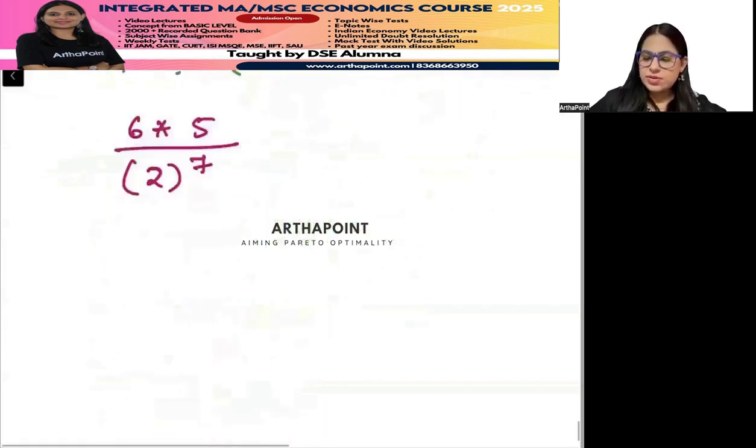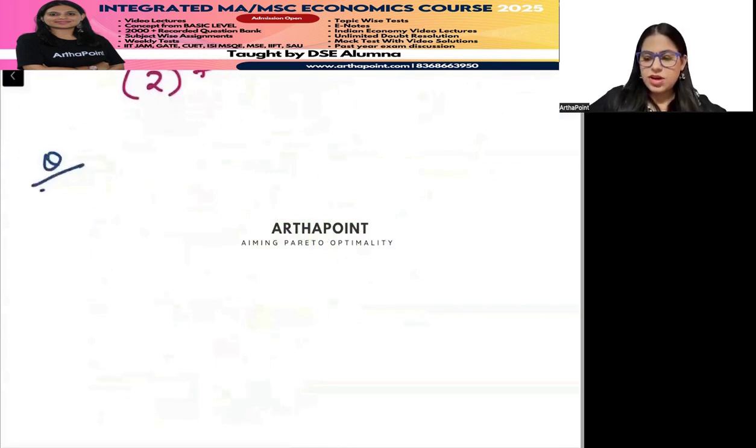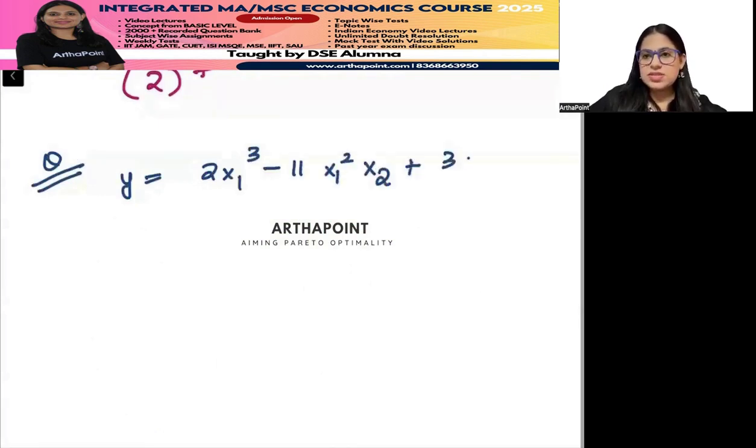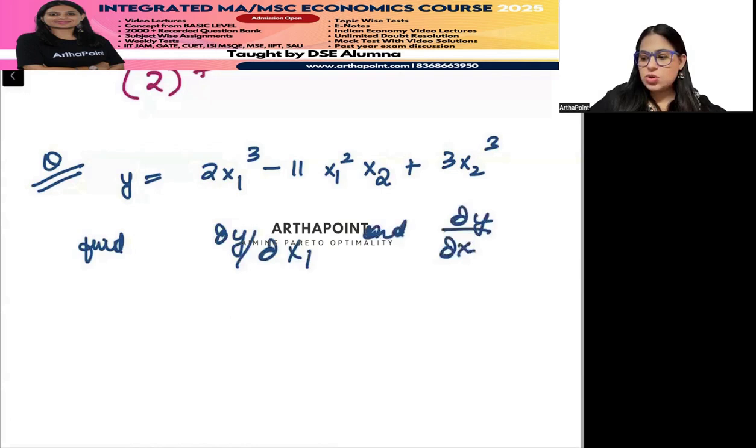So you are given a function y, and y is given to you as 2x1 cube minus 11x1 square x2 plus 3x2 cube. And now what I'm asking you to do is find del y by del x1 and find del y by del x2. So now you have to find the partial derivative.